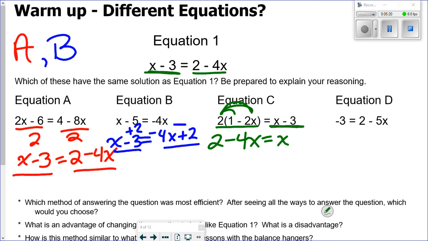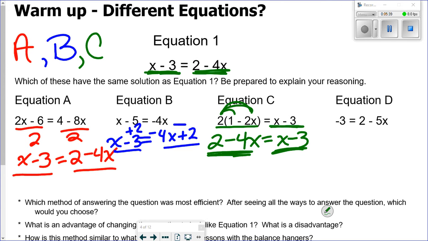Now we can see that both sides of equation C are in fact equivalent as well to equation 1. 2 minus 4x, 2 minus 4x, x minus 3, x minus 3. So equation C is also an equivalent equation to equation 1.